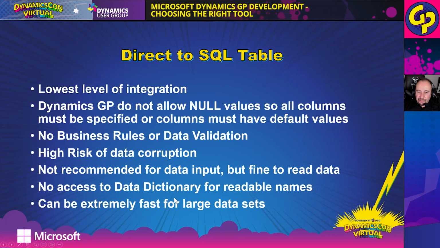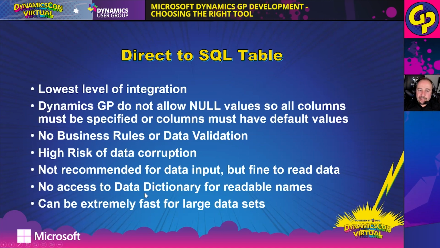I don't recommend you use this for inputting data because the fact is there's no business logic. But if you need to read data, just going straight to a table and reading data out of a table, not a problem. There's no access to the data dictionary here, so you can't see the nice names. So you'll get cusnum rather than customer number. This sort of method can be really fast if you want to write to it, but there are probably better methods that are a little bit safer to use.